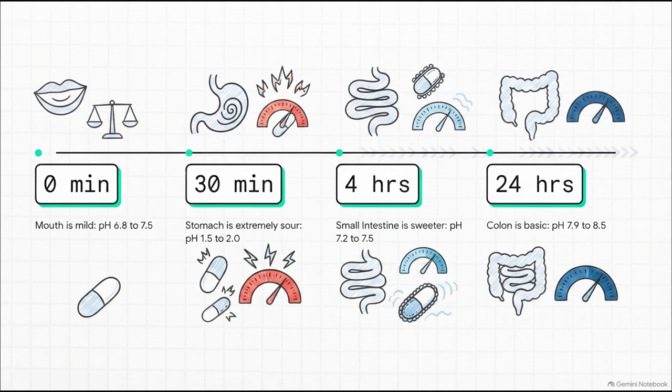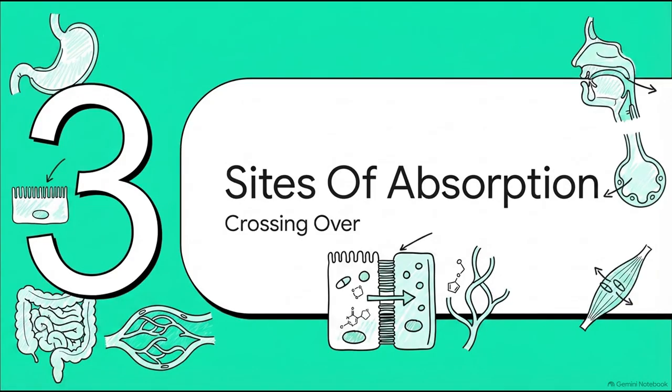Here's your exam tip. This gradient is exactly why acid-labile antibiotics, like erythromycin, need an enteric coating. That coating protects them from the sour stomach so they can survive long enough to dissolve in the sweeter small intestine. Now that we know the landscape, let's move on to Section 3, Sites of Drug Absorption, and pinpoint exactly where these drugs cross over.